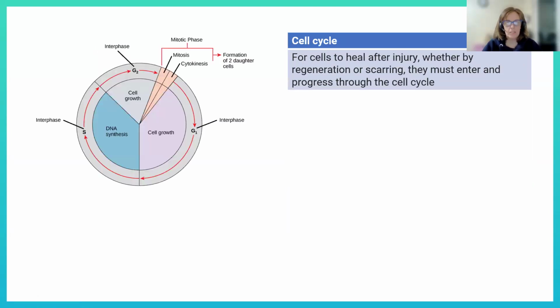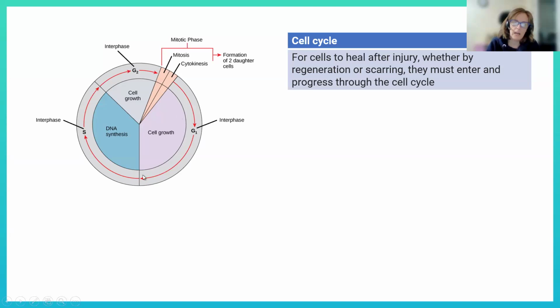So for these cells to heal after injury, they need to enter the cell cycle, essentially. So when you have cells in your body, they are usually in some part of the cell cycle, unless they're these cells that do not divide. So what's going on in the cell cycle? Well, through most of the cell cycle, the cells are doing their thing.